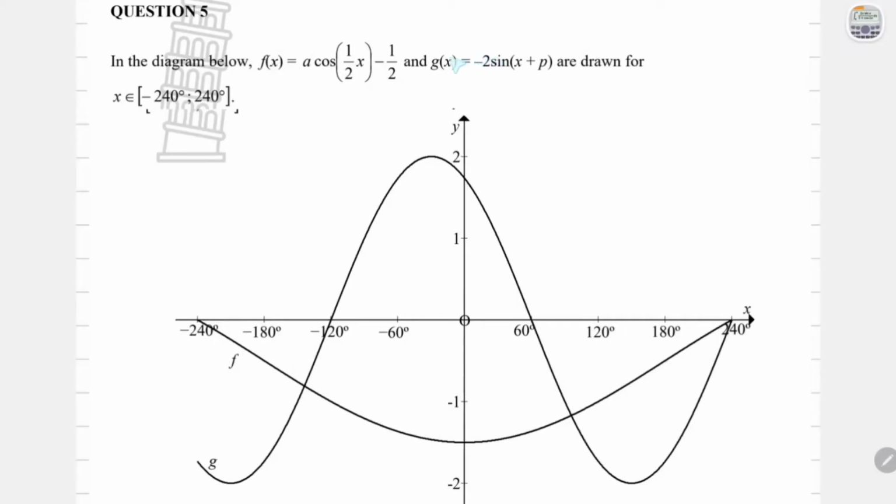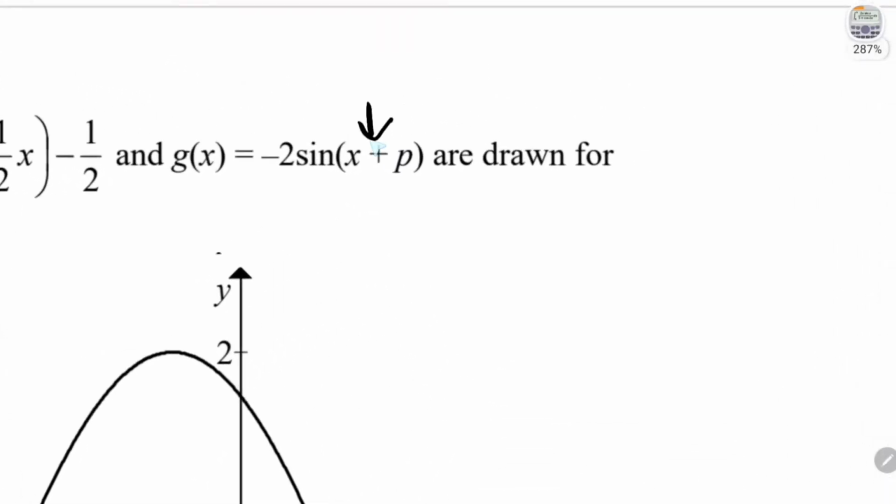And then they tell us that g of x is equal to negative 2 sine of x plus p. So in this one, you see, they both have translations going on. Here in this graph, the graph is shifting down. We also see something happening here with the x. So the period of the graph has changed. And then here in this graph, there's also a shift going on. But you see, this shift is by the x, right? It's x plus something or minus something. So it means that this is either moving to the left or the right.